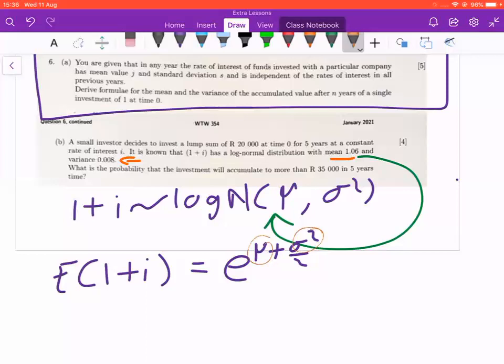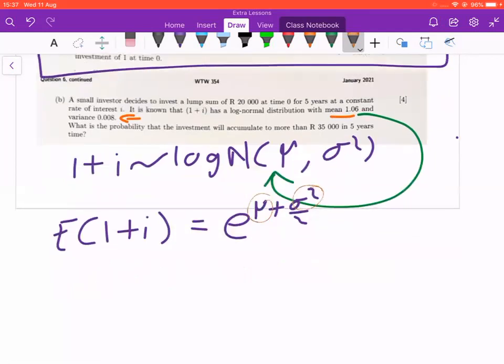Another red flag in this question is that if they say the mean is greater than 1, in this case 1,06, just know that it cannot be the mu of a log normal distribution which represents an interest rate. Because if that's the case, the interest rate will be more than 100%, which is very unrealistic. So always assume that for 1 plus I, the mean is not the mu and the sigma squared.